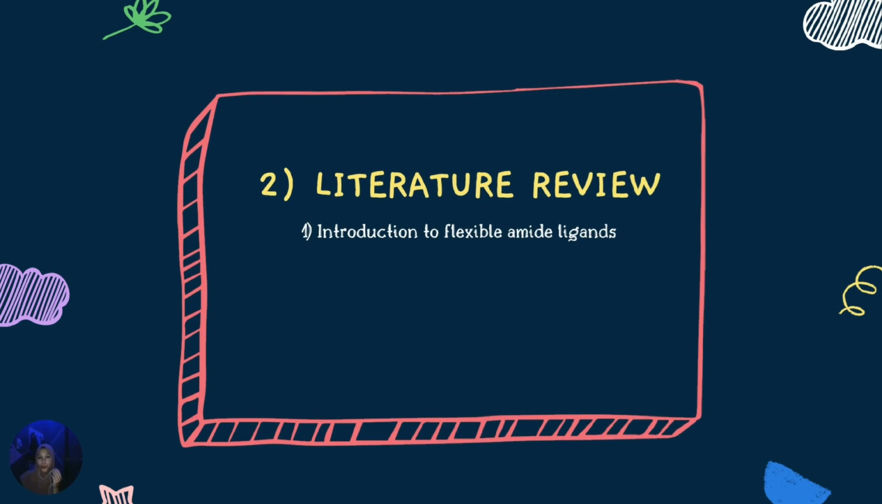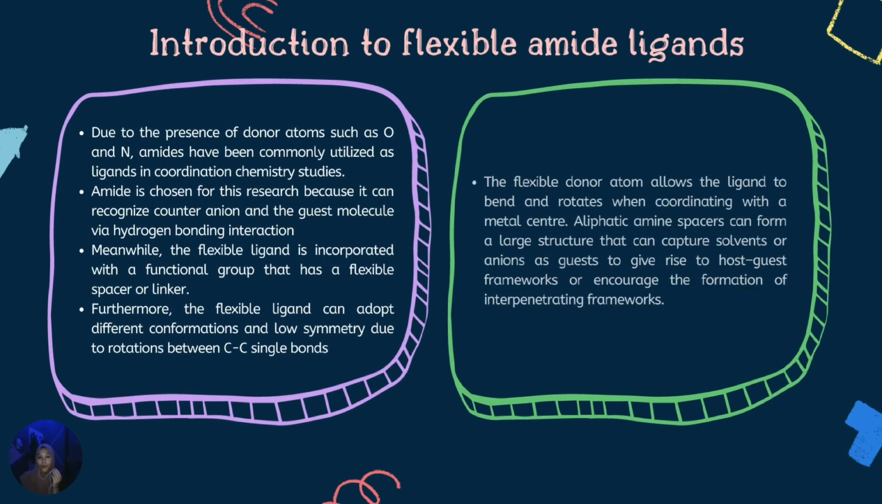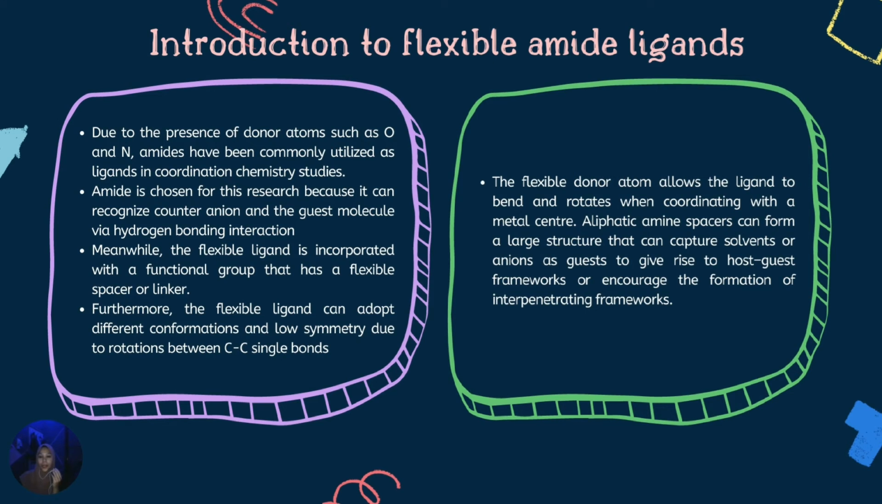Next is literature review. Introduction to flexible amide ligand. Due to the presence of donor atoms such as oxygen and nitrogen, amides have been commonly utilized as ligands in coordination chemistry studies. Amide is chosen for this research because it can recognize counter anions and gas molecules via hydrogen bonding interaction. Also, the NH donor group can act as an effective neutral and ion receptor.